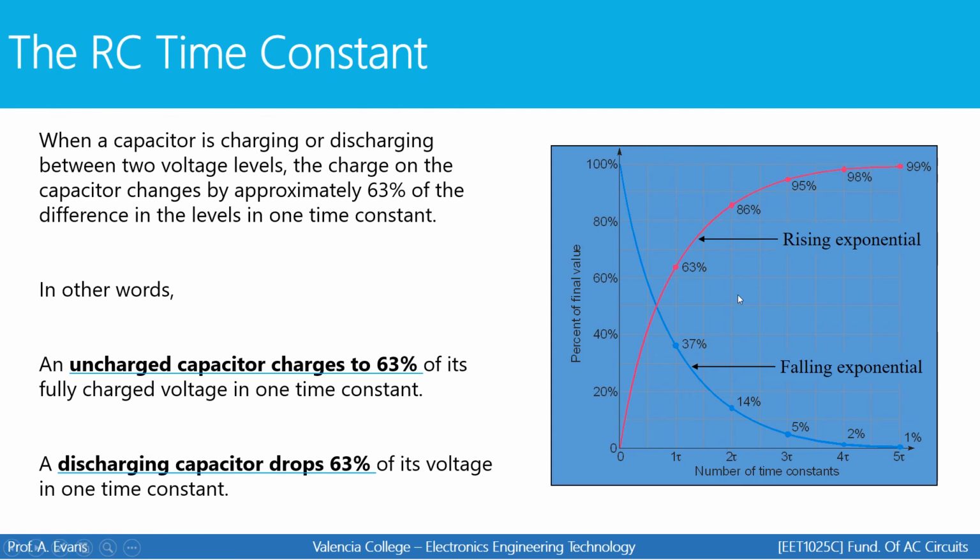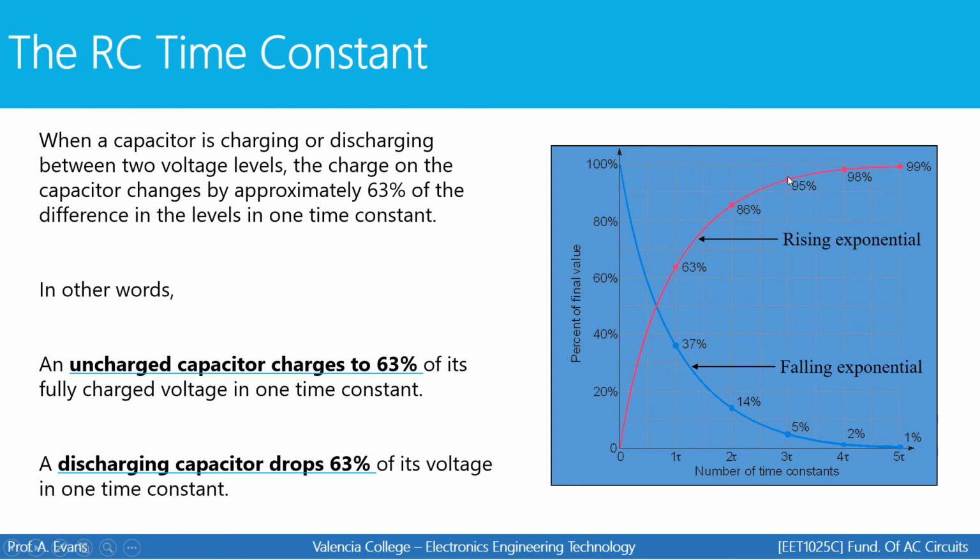In 2 time constants, you'll get to 86%. In 3 time constants, you'll get to 95%. And 4 constants, you'll get to 98%. And by the 5th time constant, you're basically fully charged. So that's how your charging curve will look for any RC circuit.